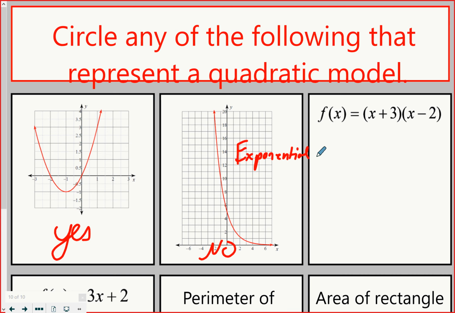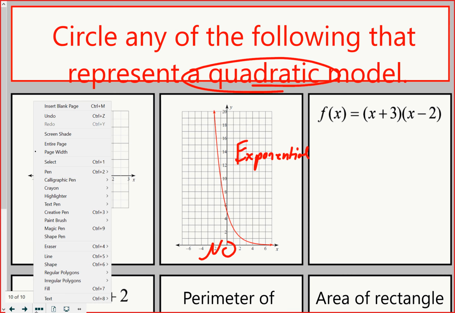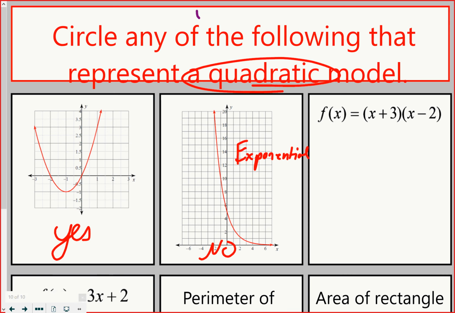Now, the next one is a little bit tricky, right? I see f of x is equal to x plus 3 times x minus 2. Remember, if it's a quadratic, I want to see, let me use a different color here so you guys can distinguish it, I'm looking for ax squared plus bx plus c. I'm looking for that exponent of 2 to make it a quadratic. I don't see that as of right now.